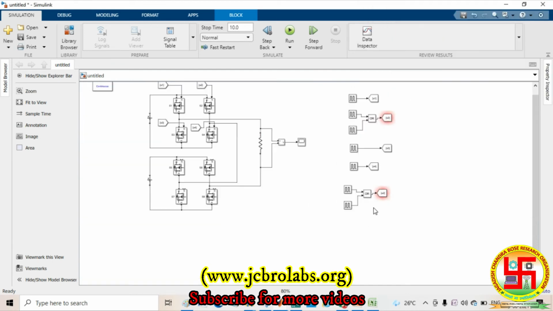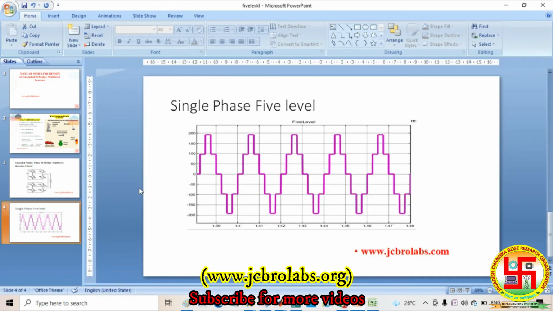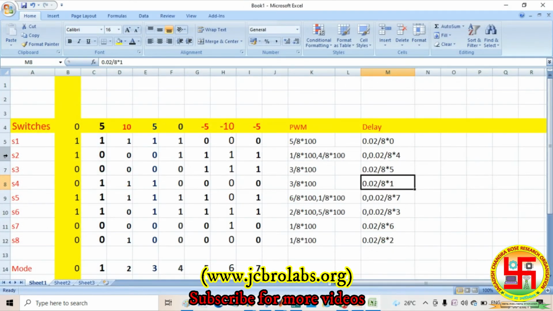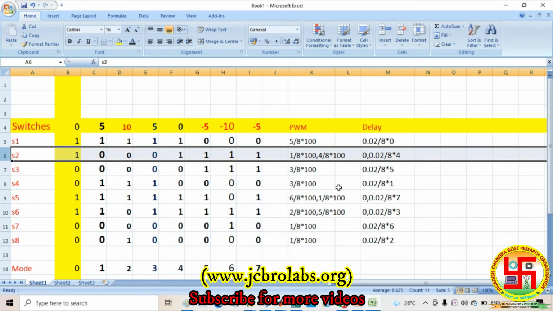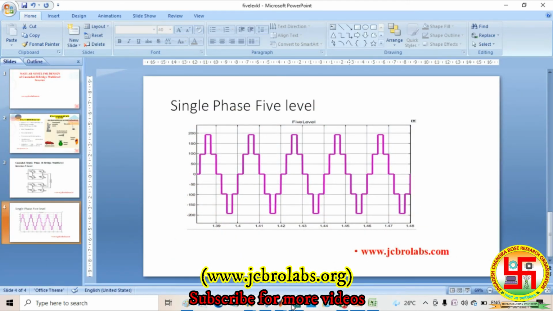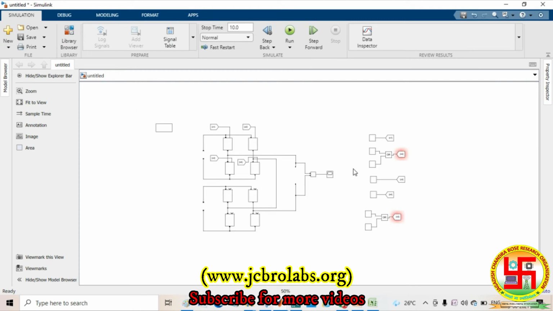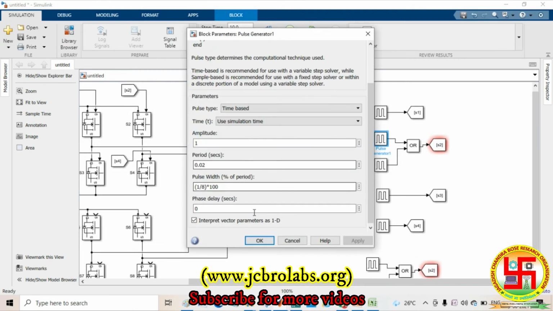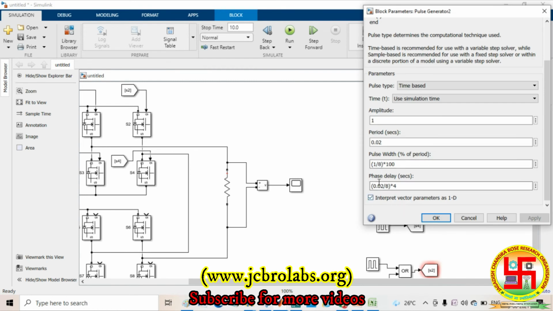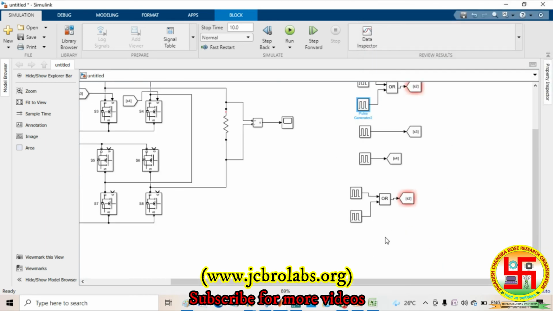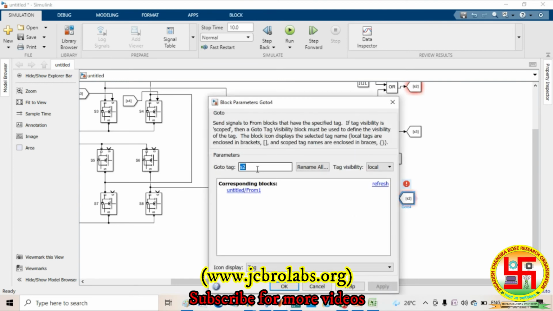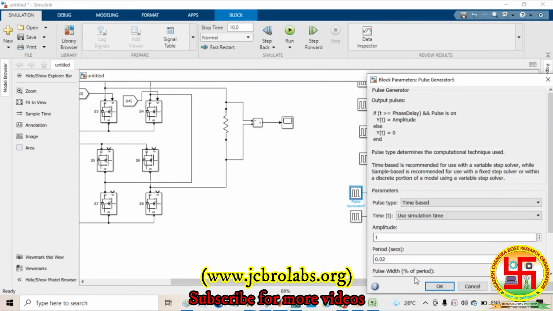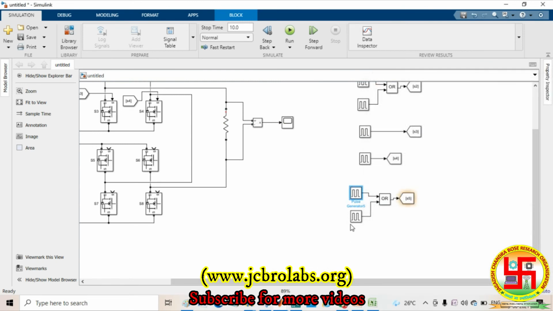Here the S2 switch, once we will verify it. I think a small mistake which we made. S2 is 1 by 8 and 4 by 8. Where we keep? You can see here 1 by 8 into 100, and then this is 4 by 8 actually. Sorry for the mistake. 4 by 8 into 100 and the mode of operation is 4. So now you can see here this is for S5. Apply. Okay. 6 by 8 and 1 by 8, that's it.